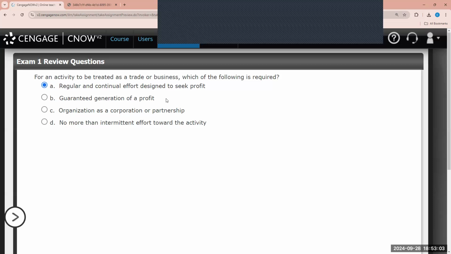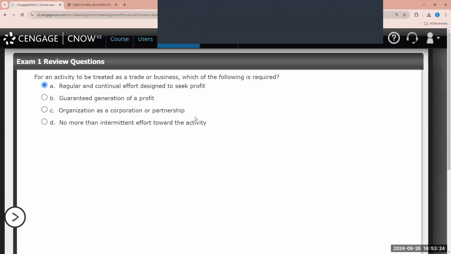It says guaranteed generation of profit. No one can guarantee profit, right? Things happen. Look at COVID. Who could have anticipated something like that happening? So imagine someone started a restaurant a few months or a year before COVID happened. They could not have foreseen such a circumstance, right? Restaurants being shut down unless it was essential.